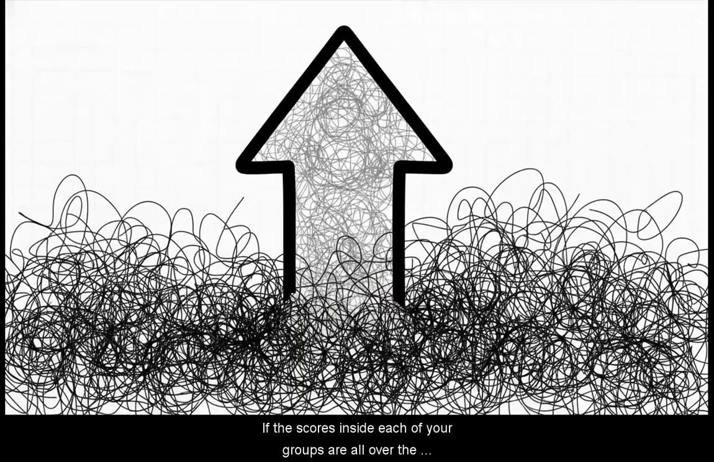If the scores inside each of your groups are all over the map, that's high variance. It means you've got a ton of noise. And just like static on the radio, if the noise is too loud, it's going to completely drown out the signal, making it really, really hard to tell if there's a real difference there at all.